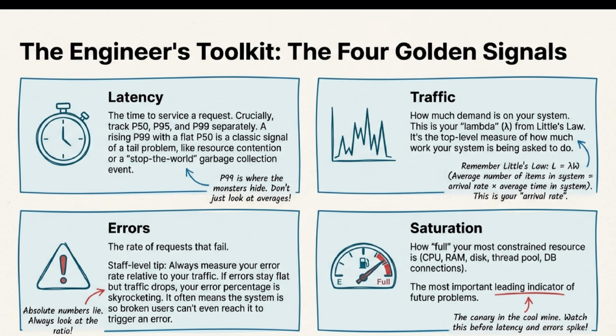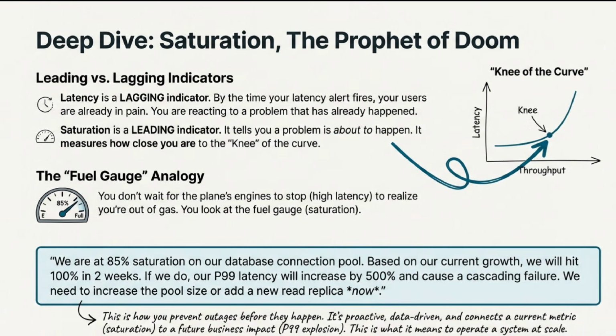But the fourth signal, the most important one for first principles thinking, is saturation. Saturation is the measure of how full your most constrained resource is. Remember our highway analogy? Saturation is the car density. Most engineers look at CPU or RAM, but saturation can be anything. It can be the number of available threads in a thread pool.